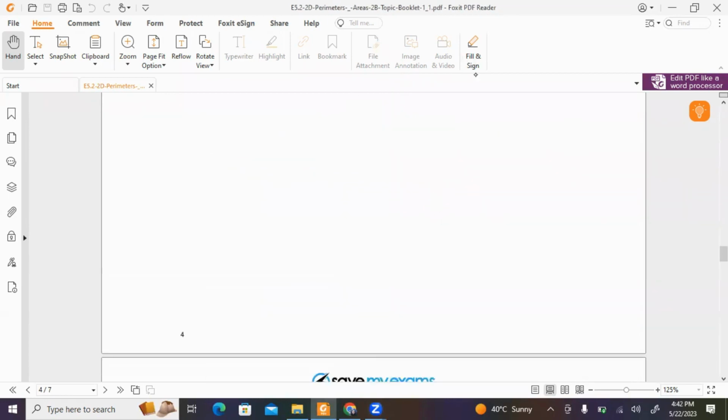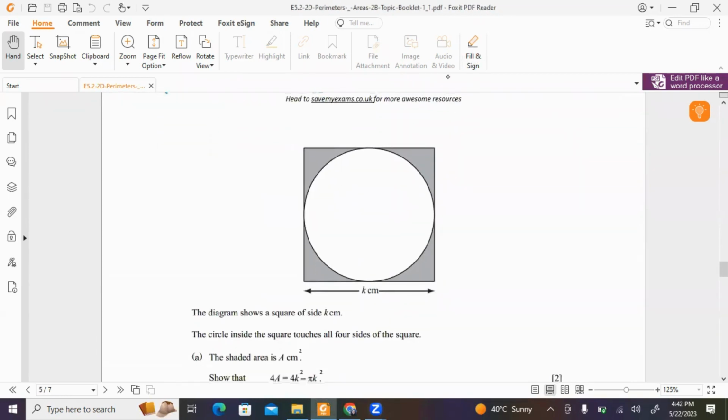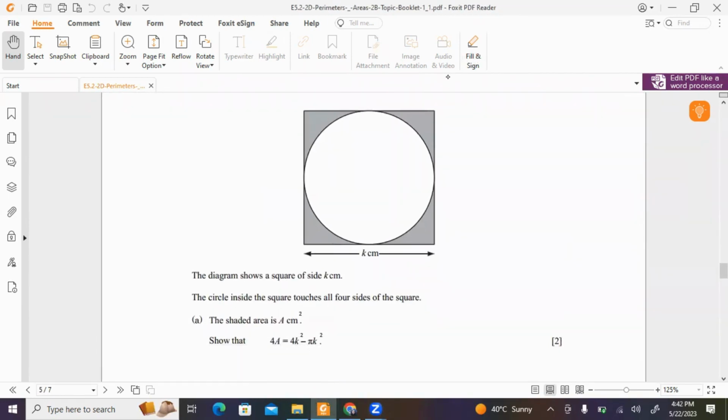Then question 5 says the diagram shows a square of size k centimeters. The circle inside the square touches all 4 sides of the square. The shaded area is a centimeters square, so that 4a equals this. The area of the square would be k times k, which is k square.